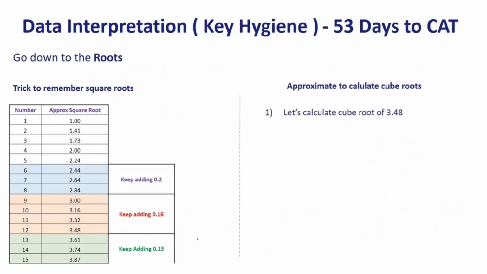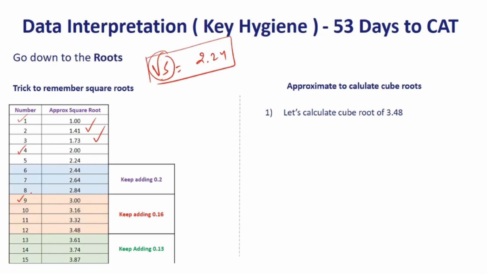Let's move forward, getting down to the roots. The roots are very, very easy to remember. For example, root of 2 is 1.41, all of us know. Root of 3 is 1.73, many of us know. Root of 1, root of 4, root of 9, root of 16, these numbers are already known to us. If you remember root 5, then you can build on and calculate all the roots till 15. All you have to do is remember root 5 is 2.24.